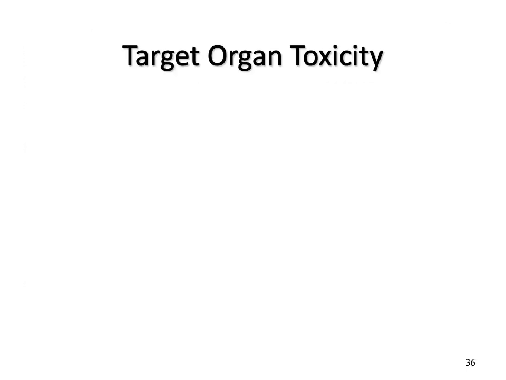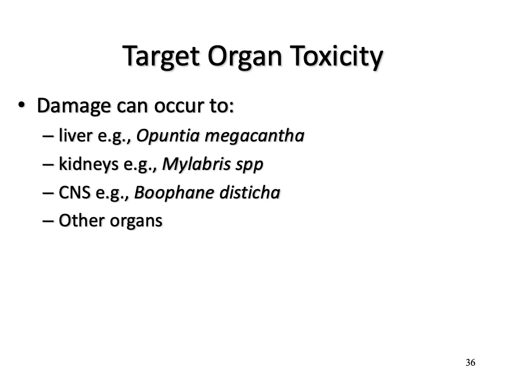So, the target organs of toxicity with regards to traditional medicine, relating them to some of the plants that we know: for the liver, there are some plants like Opuntia megacantha, which is being used in the management of diabetes in Zimbabwe and elsewhere, that has been found to be hepatotoxic. Nephrotoxicity could occur as a result of the Mylabris species, the one that contains cantharidin. Central nervous system effects could be as a result of some plants like Boophone disticha, which is used a lot in the management of central nervous system conditions in the country.